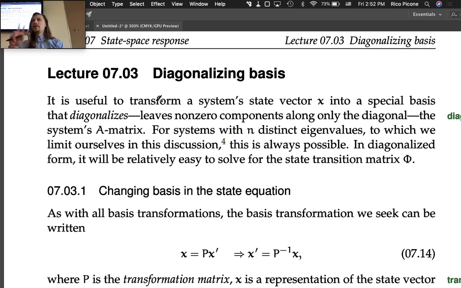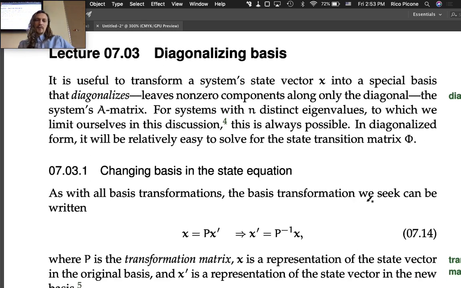If you have repeated eigenvalues, some weird stuff happens. You can't totally diagonalize it, but there's a footnote that describes an appendix lecture that discusses that possibility. But we're not going to have that show up in problems in this class. It's beyond the scope. In diagonalized form, it will be relatively easy to solve for the state transition matrix phi, which is our main motivation for doing this transformation in the first place.